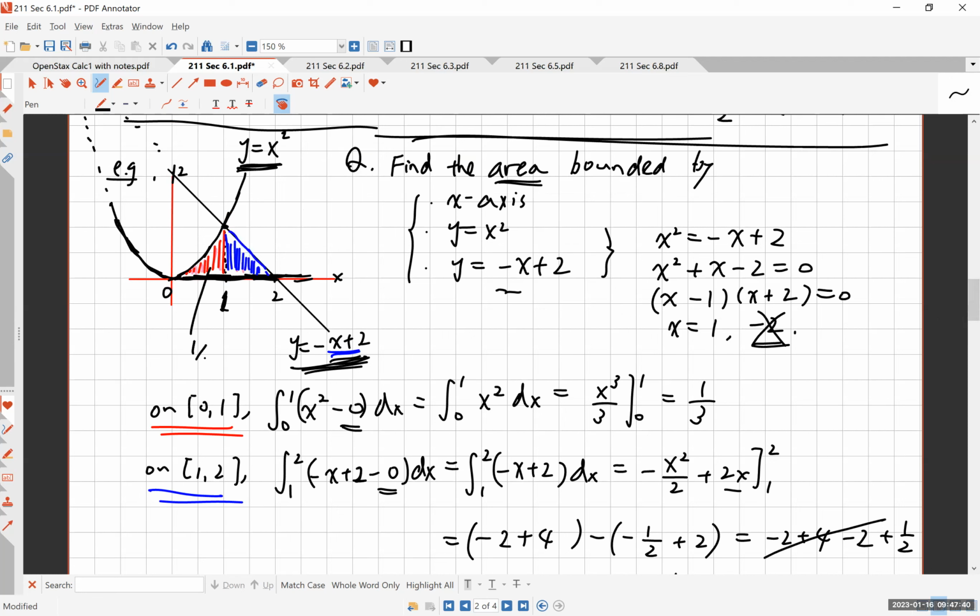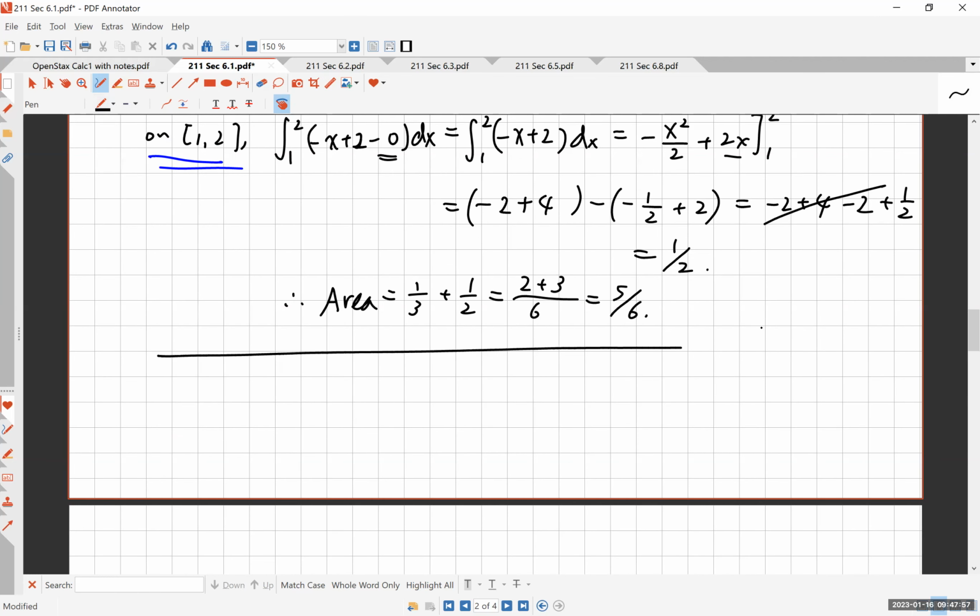So this part is 1/3, and this part happens to be 1/2. Of course, that's 1/2 because that's half of that 1 by 1 square, right? So you could have used geometry to calculate the second part, the second integral. All right, and then you have a few more problems to do on your assignment.